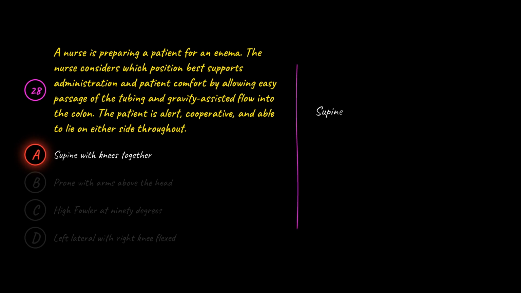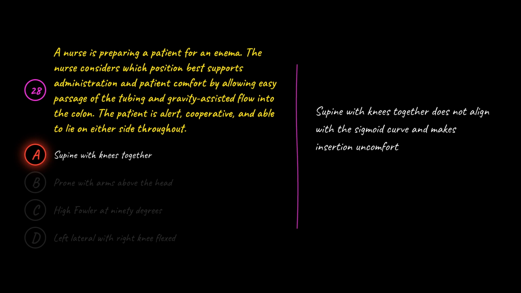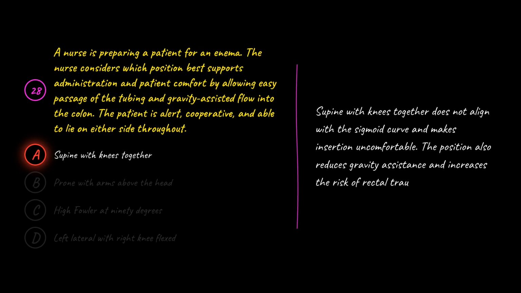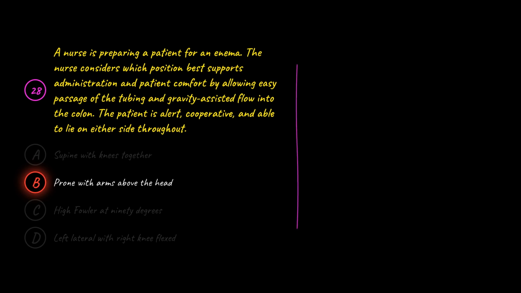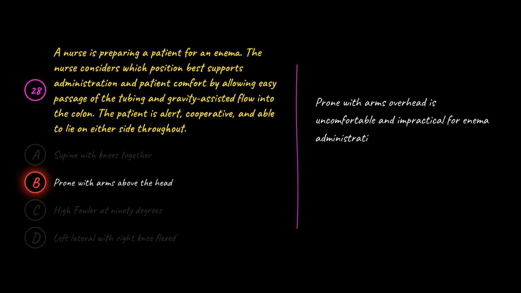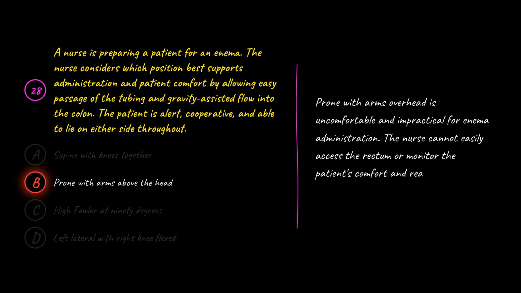A is wrong because supine with knees together does not align with the sigmoid curve and makes insertion uncomfortable. The position also reduces gravity assistance and increases the risk of rectal trauma during the procedure. B is wrong because prone with arms overhead is uncomfortable and impractical for enema administration. The nurse cannot easily access the rectum or monitor the patient's comfort and reaction during the procedure in this posture.